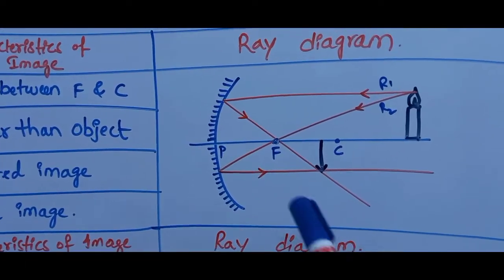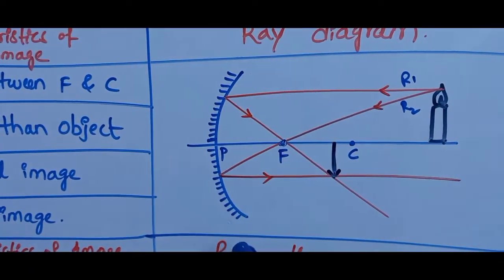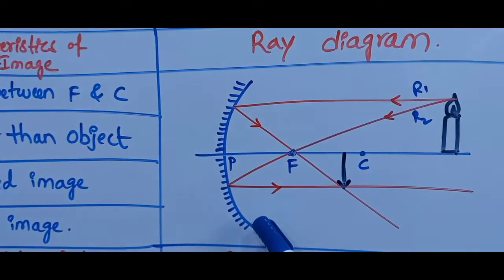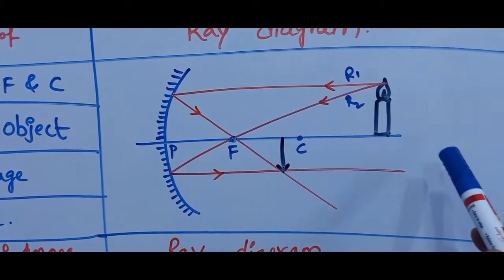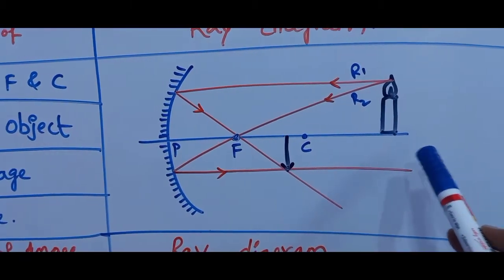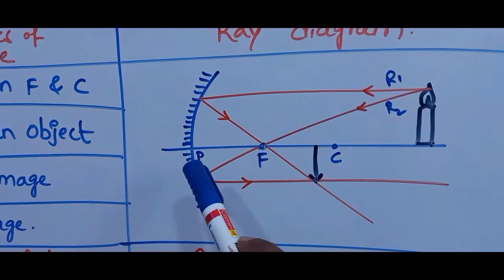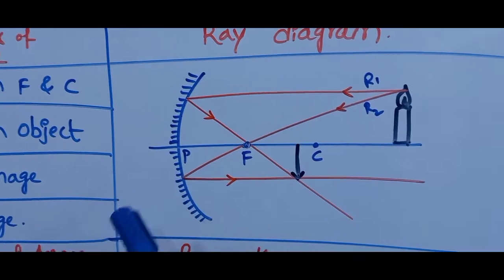If you see this diagram, we have the principal axis. All these terms you already know. This is the concave mirror. This is the inner surface of the concave mirror, which acts as the reflecting surface. This is the outward surface, the painted one. The blue horizontal line indicates the principal axis, and these are the various points on the principal axis. This P is the midpoint of the mirror, which is also called the geometrical center or pole of the mirror.